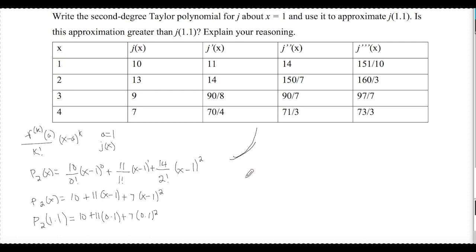All right, so I'm going to say my approximation p sub 2 of 1.1 is less than j of 1.1, because let's see, we ended here at this derivative. We can say because j double prime, the second derivative of x, is increasing on our interval, which I think is 1 to 4.